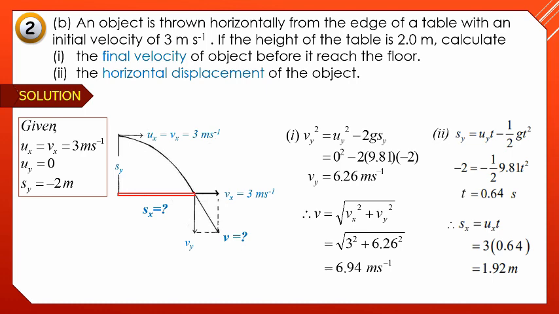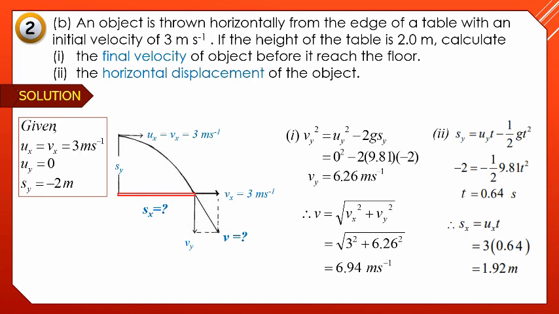Okay, first we want to calculate the final velocity before it reaches the floor. To calculate the final velocity, we need to have the value for vx and also vy. So we know that vx is equal to 3 meter per second. Now we need to calculate the vy first. We can use the equation vy squared equals uy squared minus 2gs. We substitute the value and we will get the vy. Then we can calculate the final velocity, which is equal to 6.94 meter per second.